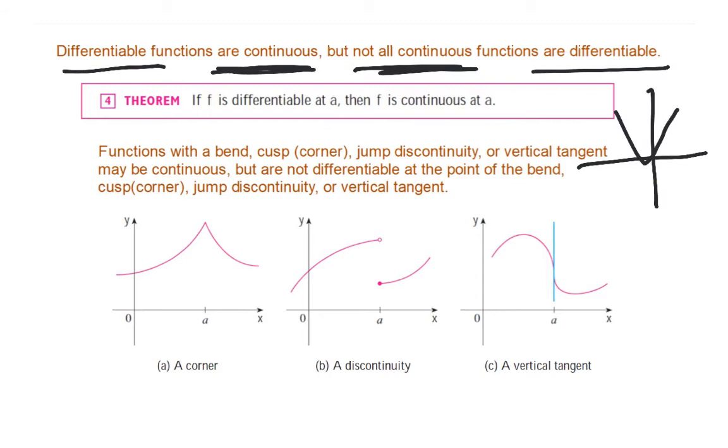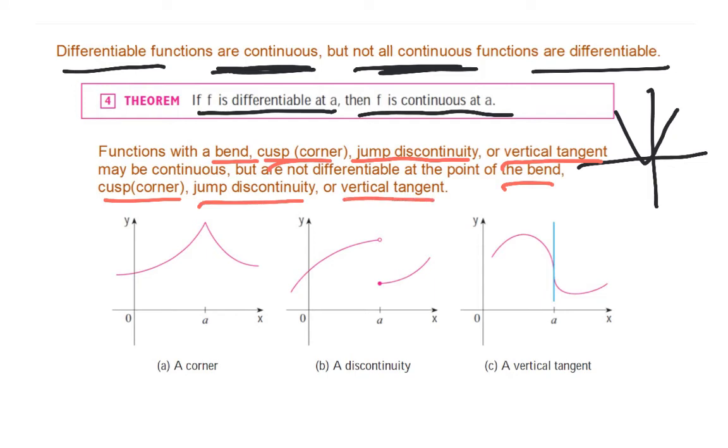So this leads us to this theorem. If f is differentiable at a, then f is continuous at a. The ones that are not differentiable are functions with a bend, a cusp or corner, a jump discontinuity, or a vertical tangent. They may be continuous functions, but they are not differentiable at the point of the bend, the cusp or corner, the jump discontinuity, or the vertical tangent.